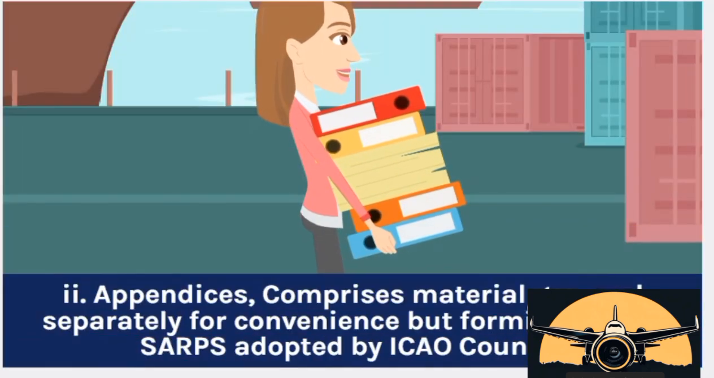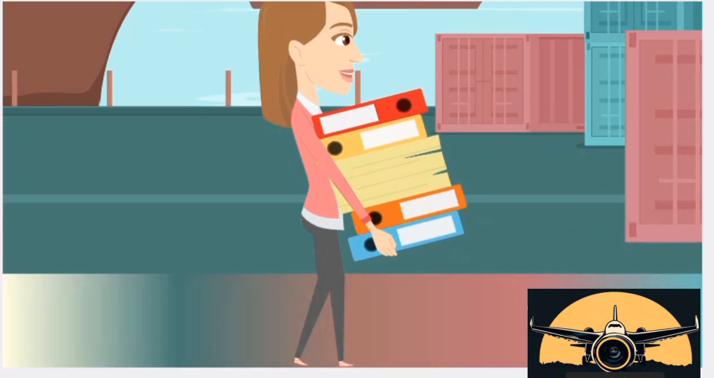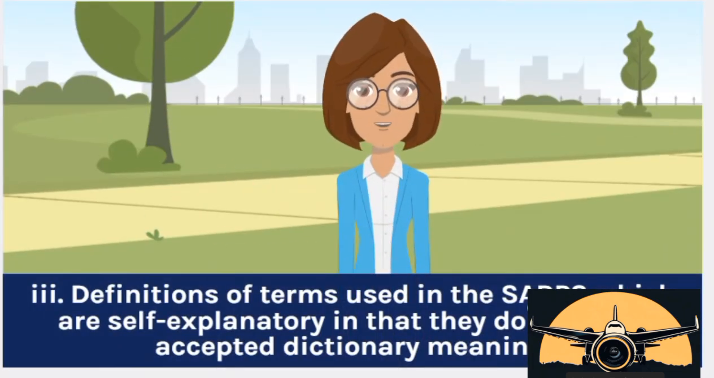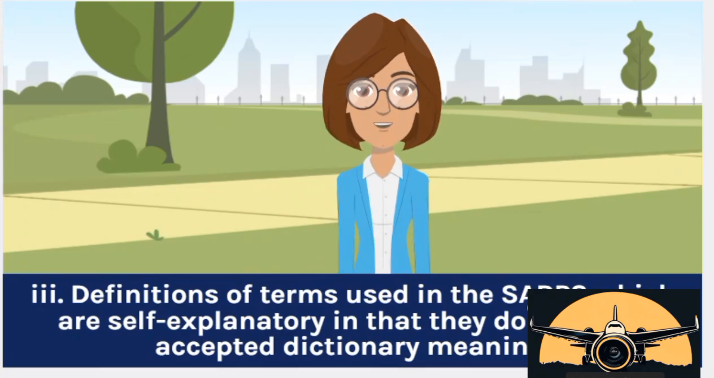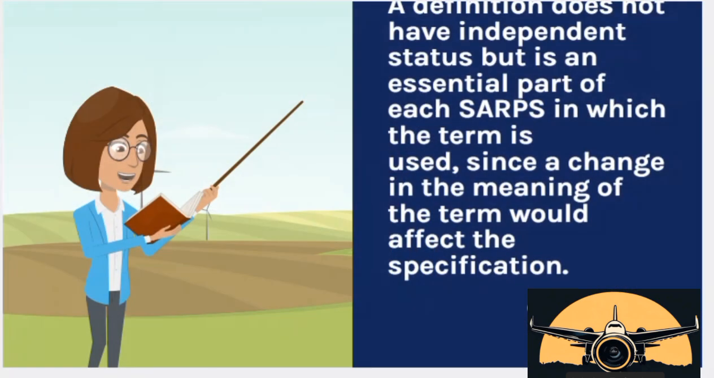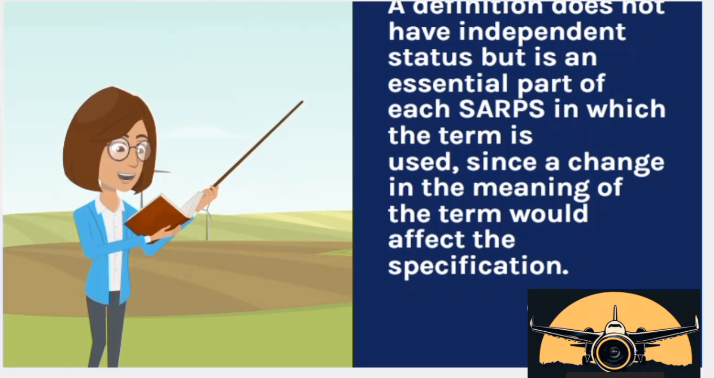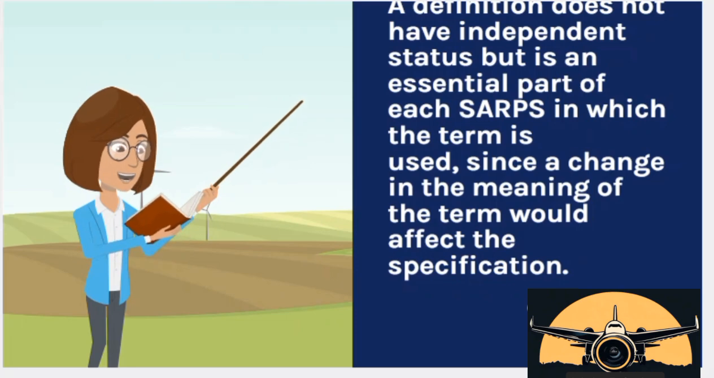2. Appendices comprise material grouped separately for convenience but forming part of SARPS adopted by the ICAO Council. 3. Definitions of terms used in the SARPS which are self-explanatory in that they do not have accepted dictionary meaning. A definition does not have independent status but is an essential part of each SARPS in which the term is used, since a change in the meaning of the term would affect the specification.